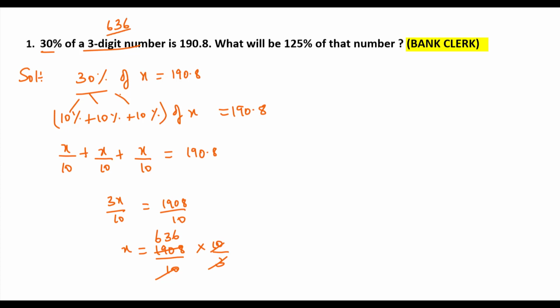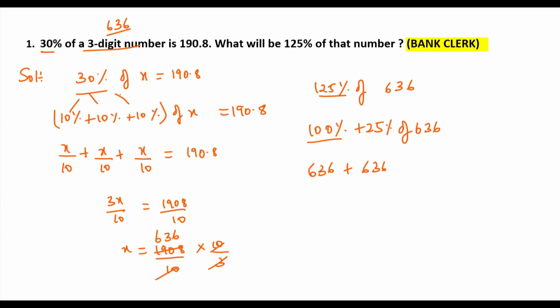636. Now you have to find 125% of 636. So 125% can be written as 100% plus 25% of 636. What is 100% of 636? 636, obviously it should be the whole number. 25%, 636 should be divided by 4. Hence you'll get 159. So 636 plus 159 will give us 795. So this is our answer.